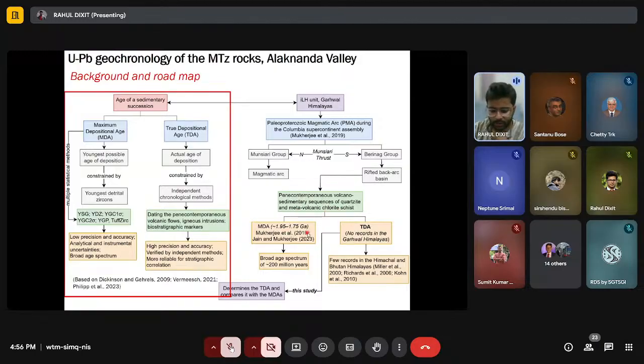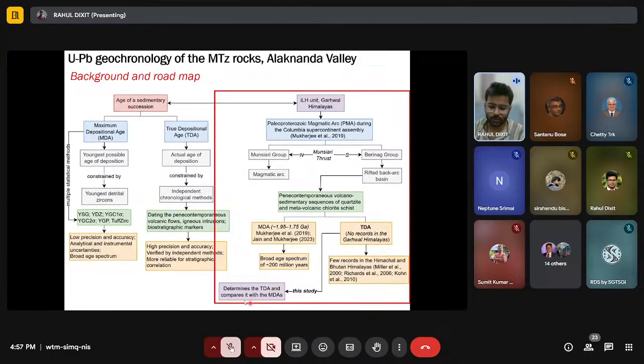So the maximum depositional ages of these rocks, as we have discussed, vary from 1.95 to 1.75 Ga, but in the Garhwal Himalayas there are no records of the true depositional age of this unit. However, there are a few records of the actual depositional age from the Himachal and Bhutan Himalayas, given by Miller, Richards, or Kohn. So, through this study, we try to determine the true depositional age of the Berinag group, and compare it with the reported maximum depositional ages in that region.